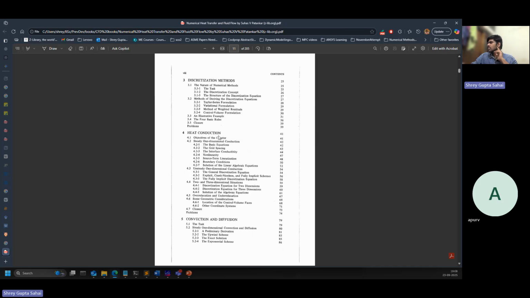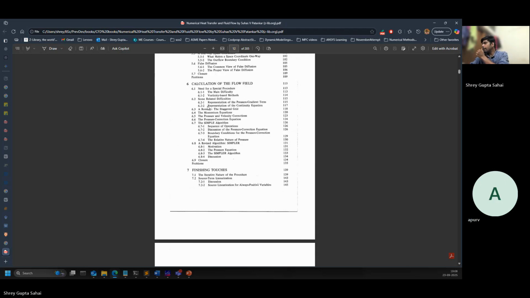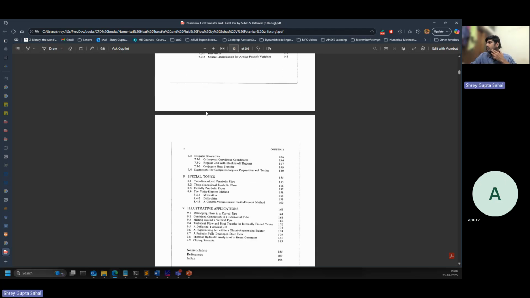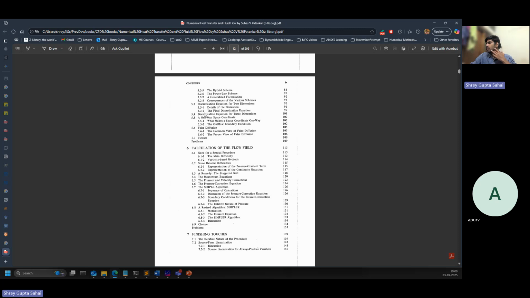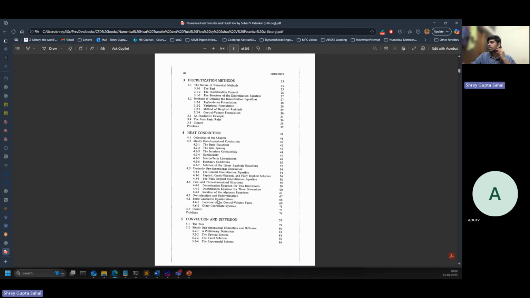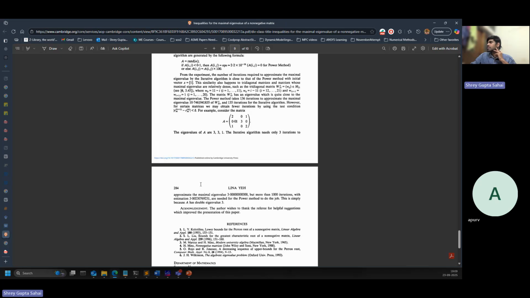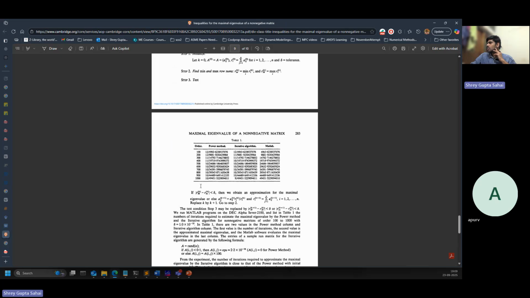Does Patankar discuss stability properly? I don't think so. I've not gone through it properly. I also have not gone through Patankar properly. Actually, this is a nice book for numerical methods, but again, this is also finite difference only, or maybe finite volume. Anyways, maybe we can look this one up also.